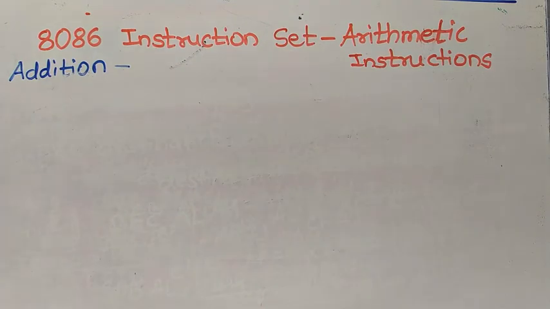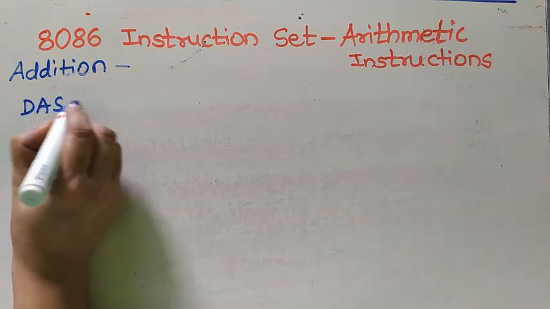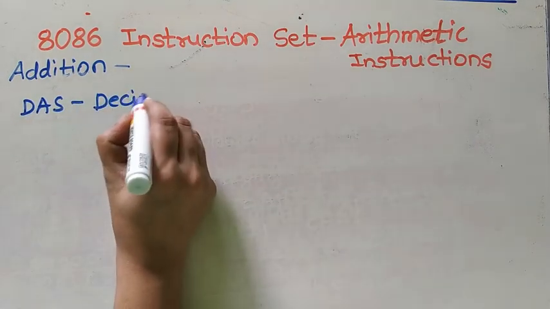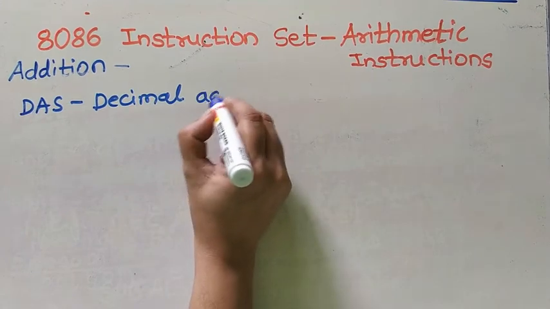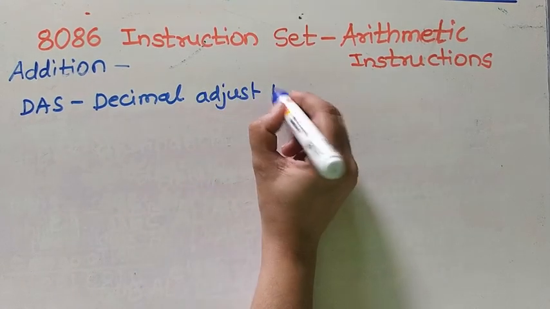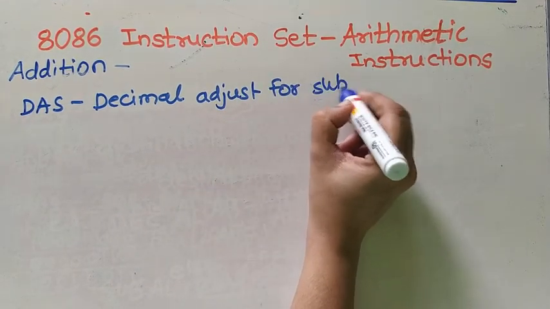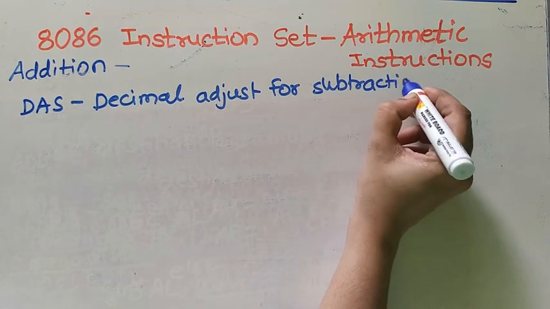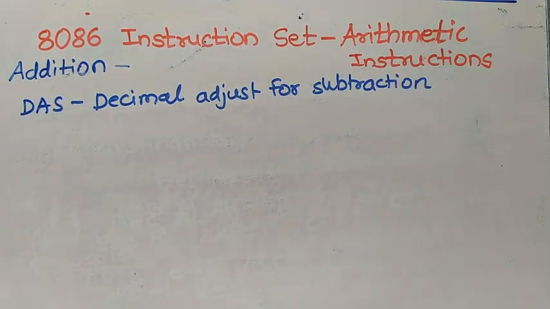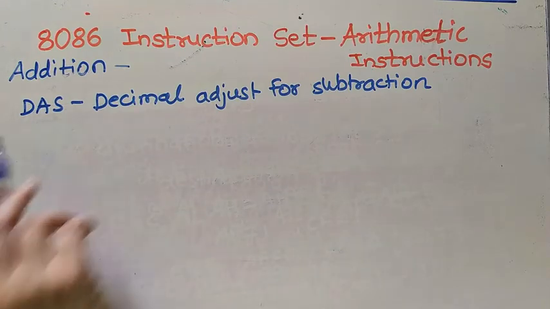Next is DAS. It is decimal adjust for subtraction. So after subtraction, to make our result valid, this DAS instruction is used.